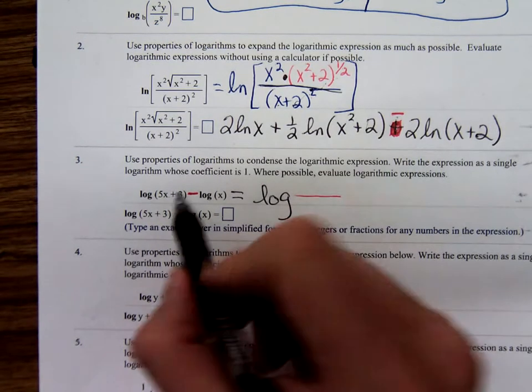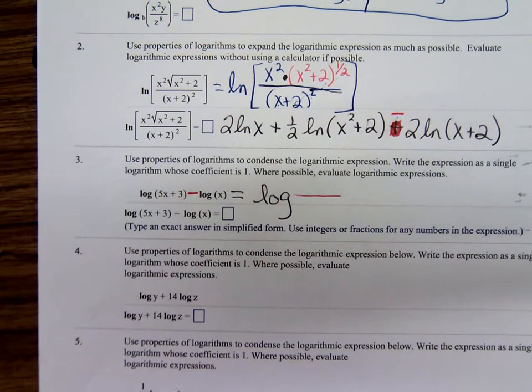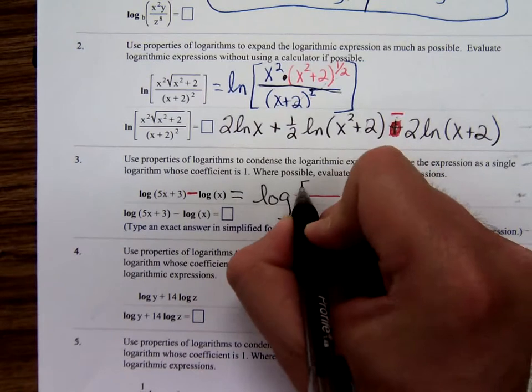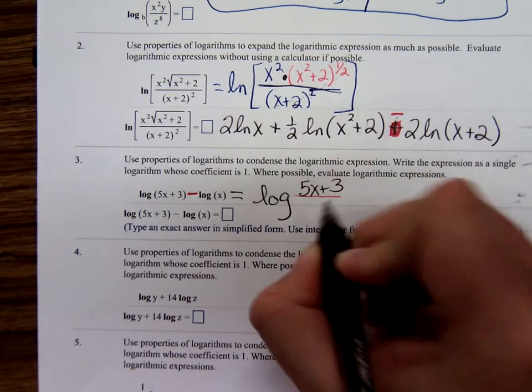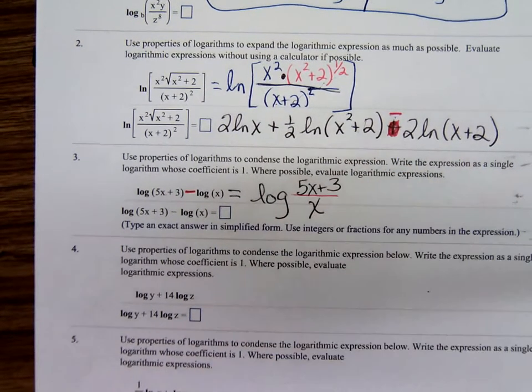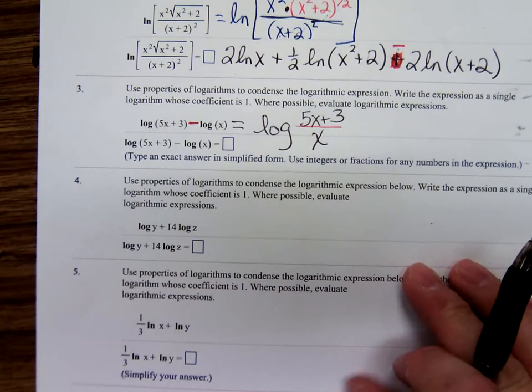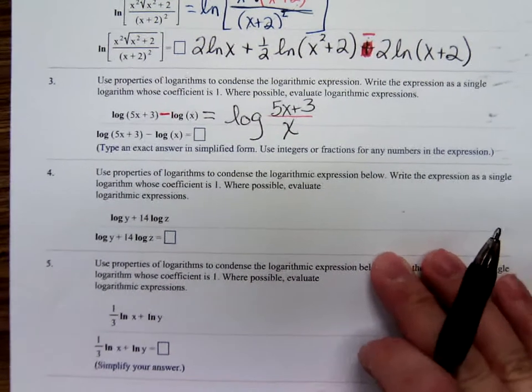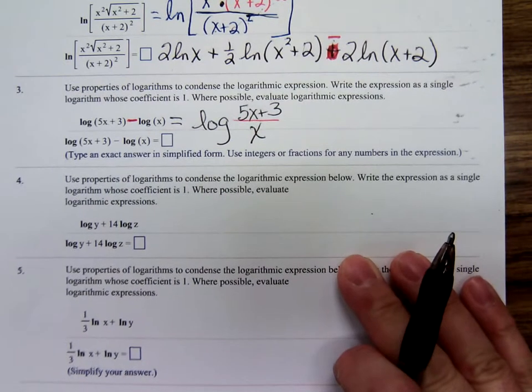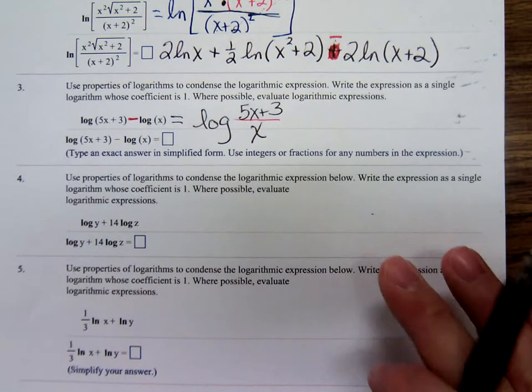The 5x plus 3 goes where? On the top or on the bottom? On the top. The x goes on the bottom because of the minus sign. Can't all be that easy. Ooh, move this over. Cutting off a little of the instructions on it.